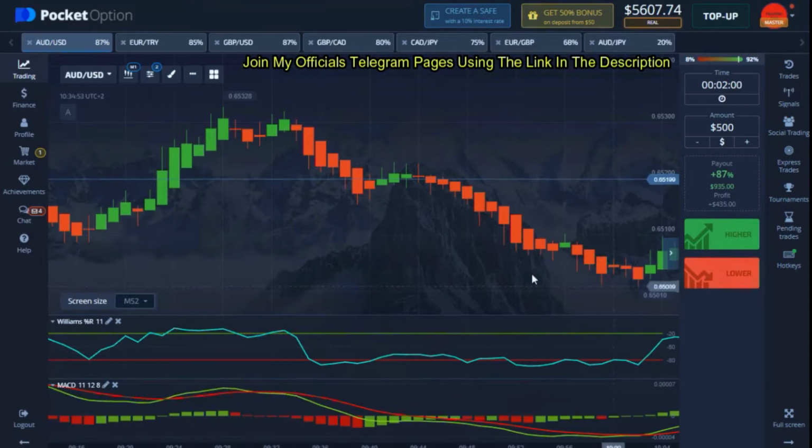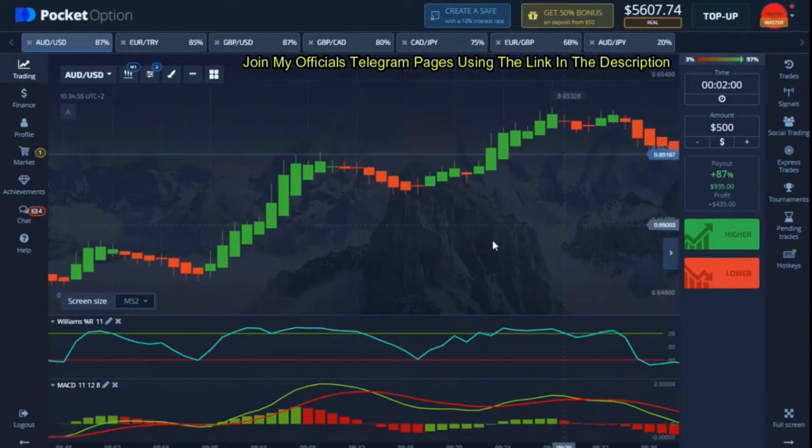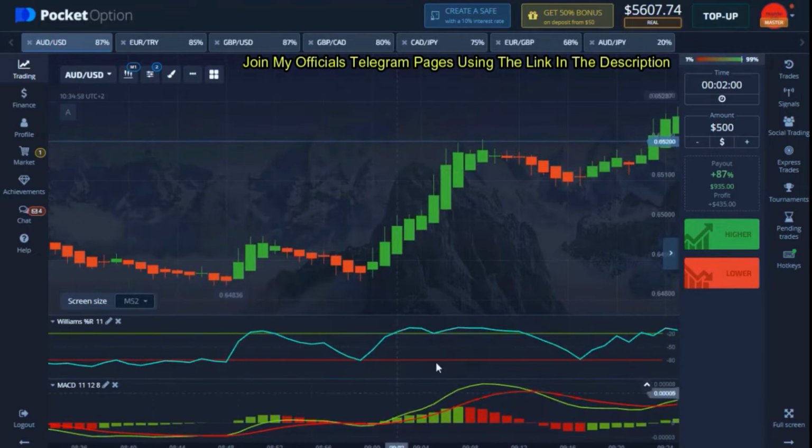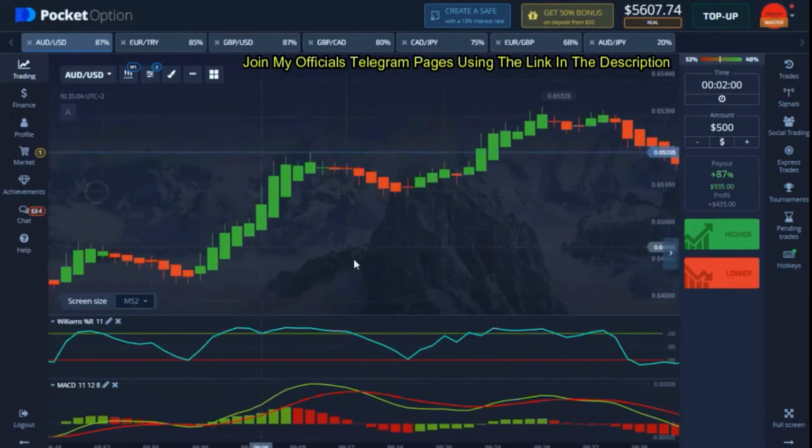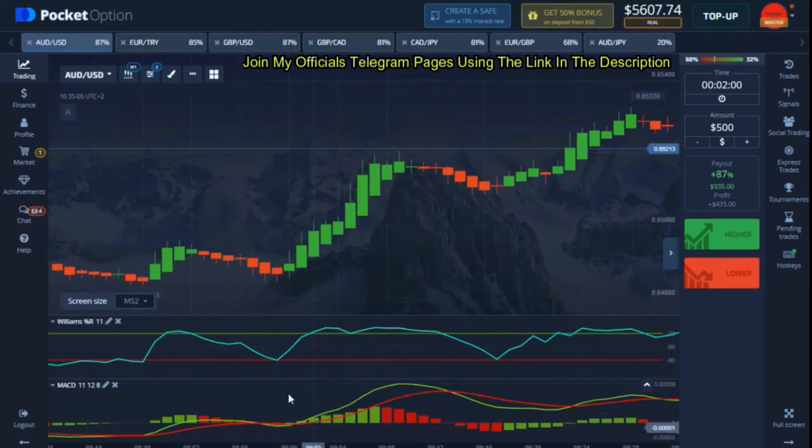And then the same thing happens if you're taking an uptrend trade. Make sure that you have your MACD, sorry guys, let me go back. Make sure you have your MACD both lines, the red and the green, below the MACD signal candle here, going up on the trend. The same thing should happen with your Williams.